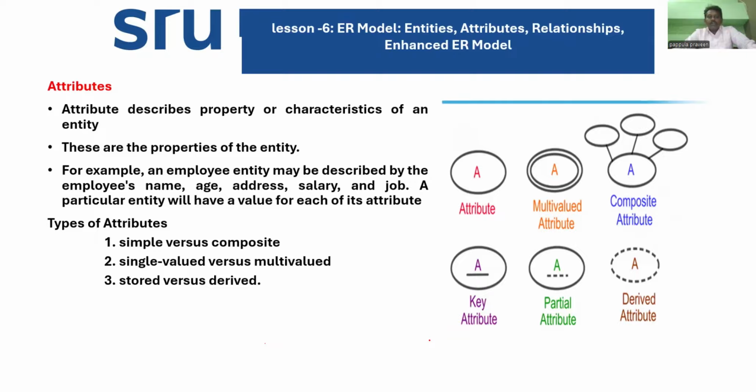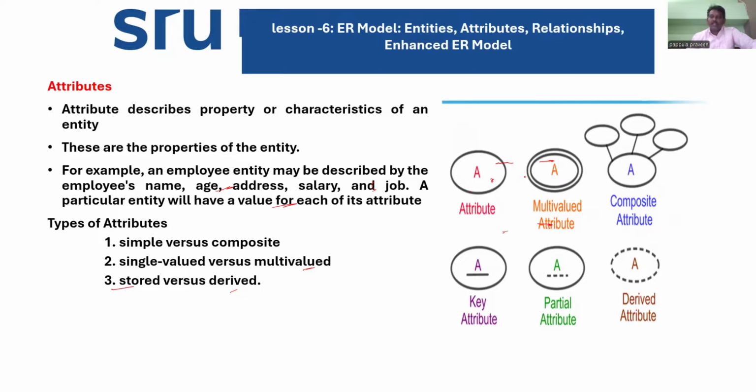Now, these are the different types of attributes: simple versus composite attribute, single-valued versus multi-valued attribute, and stored versus derived attribute. Here, this is the representation of an attribute. This is the simple attribute or single-valued attribute. Now, this is the multi-valued attribute.